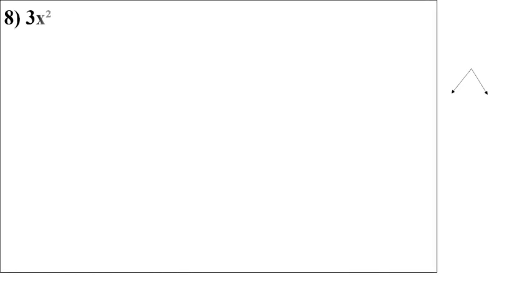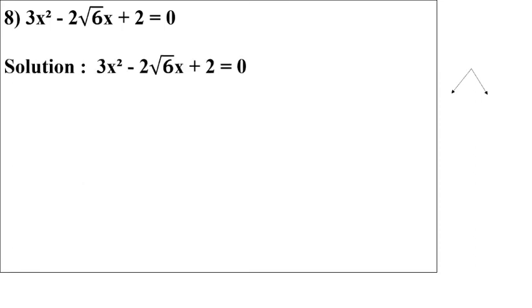Now the 8th sum is given: 3x square minus 2 under root 6x plus 2 equal to 0. So 3 twos are 6, so here we got 6. But we need minus 2 root 6. How can we get it? Root 6 into root 6 is 6. If we add minus and minus, we take 1 plus 1, 2 root 6.